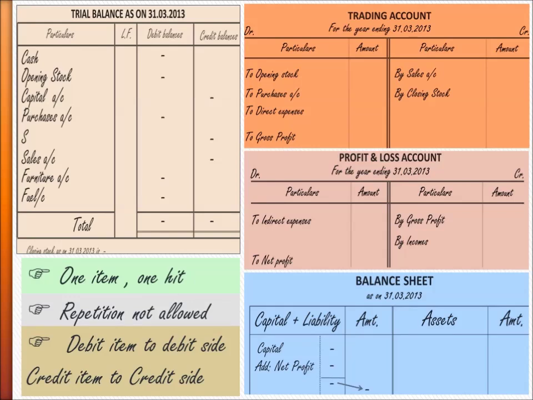Now it's a new thing for you: debit side of the balance sheet. A balance sheet doesn't have any debit side or credit side. But for the convenience of understanding this question, I will say the asset side is the debit side, because the balance sheet is the statement of assets and liabilities, and assets have debit balances. So for convenience, I can say that the asset side is the debit side of the balance sheet.